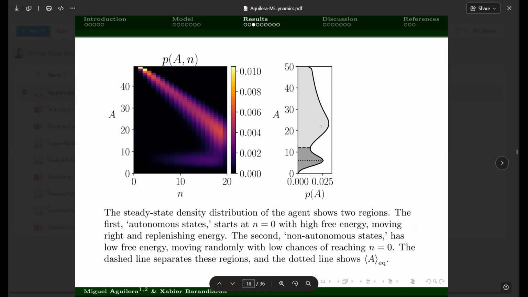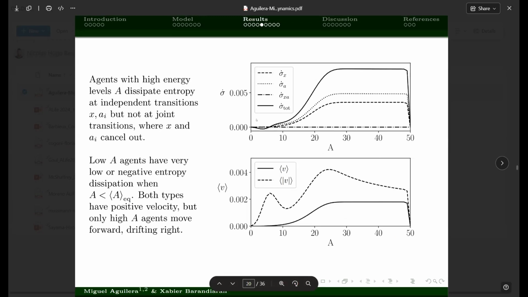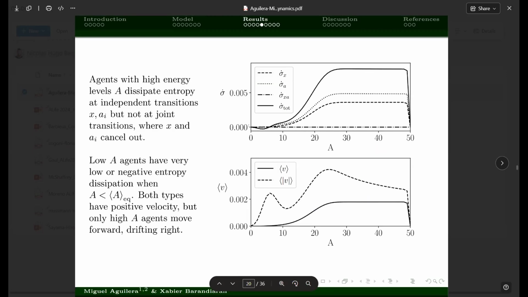And we see that there are these two bumps here. This is just a histogram of the levels of energy. So how can we distinguish between what's happening here and what's happening here? An easy way to do this is to use tools from stochastic thermodynamics, specifically Crooks fluctuation theorem, to measure the level of dissipation of entropy of the system, how far from equilibrium the system is. If we calculate this, we see that agents with low levels of energy, so agents here, are not dissipating any entropy. They are basically near equilibrium. But systems here are dissipating a lot of entropy, so they are very far from equilibrium. So this is a way to describe some kind of intrinsic viability, which is based on the thermodynamics of the system.